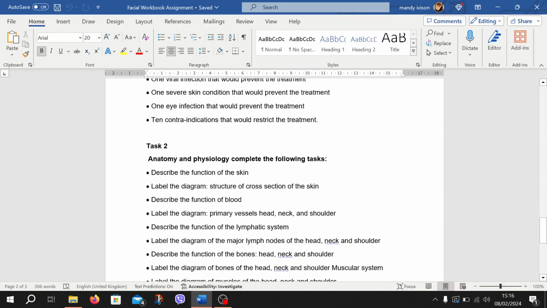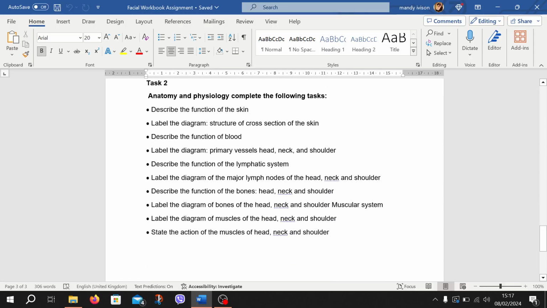So, task 2. So, anatomy and physiology. I'm going to send you out actually the anatomy and physiology workbook. In that workbook, you've got the functions of the skin, so that is abbreviated SHAPES-B. So you've got S for secretion, H for heat regulation, A for absorption, P for protection, E for excretion, S for sensation, and V for vitamin production.